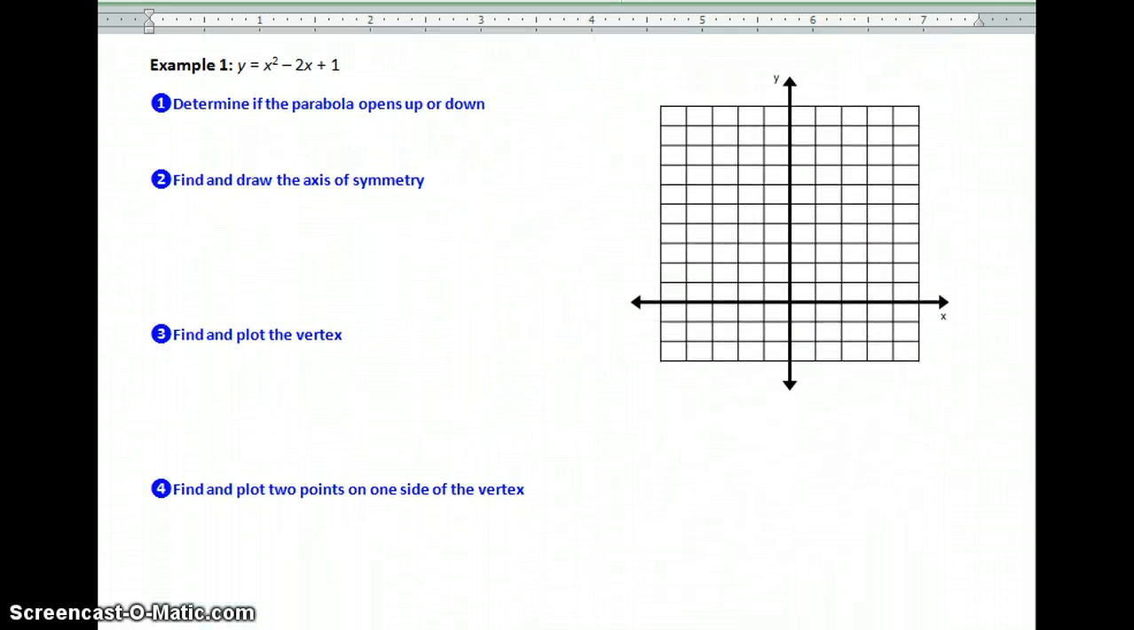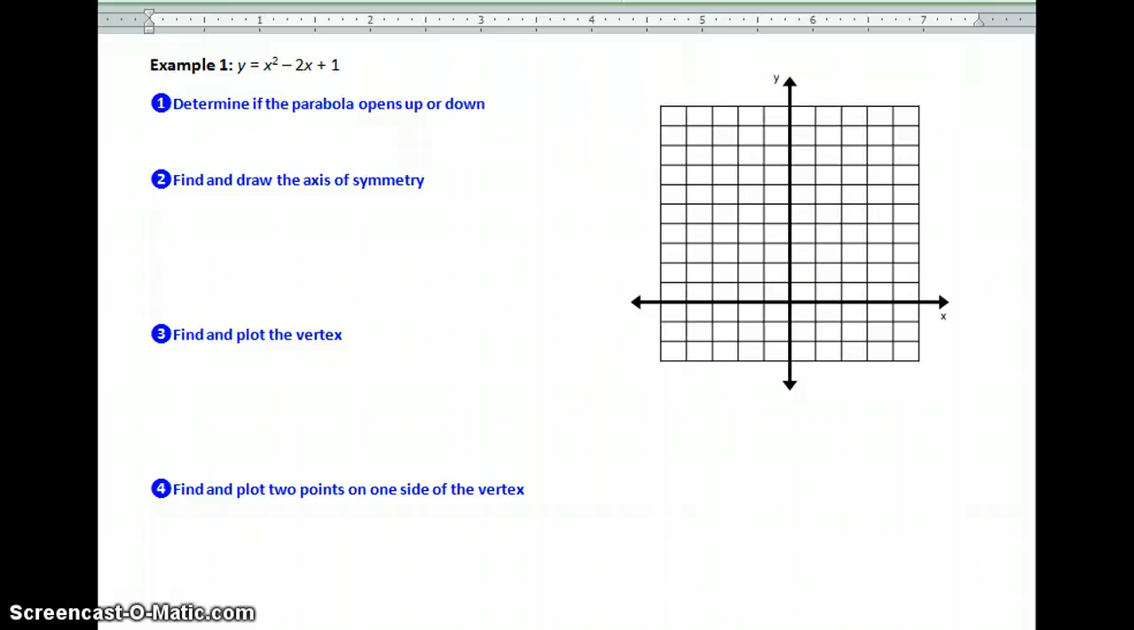Let's scroll up. Example 1. I've given you the steps here for how to graph them, just 1, 2, 3, 4, 5, 6. It looks like a lot, but we're going to use it as a checklist so that we can really look at these things and investigate them.